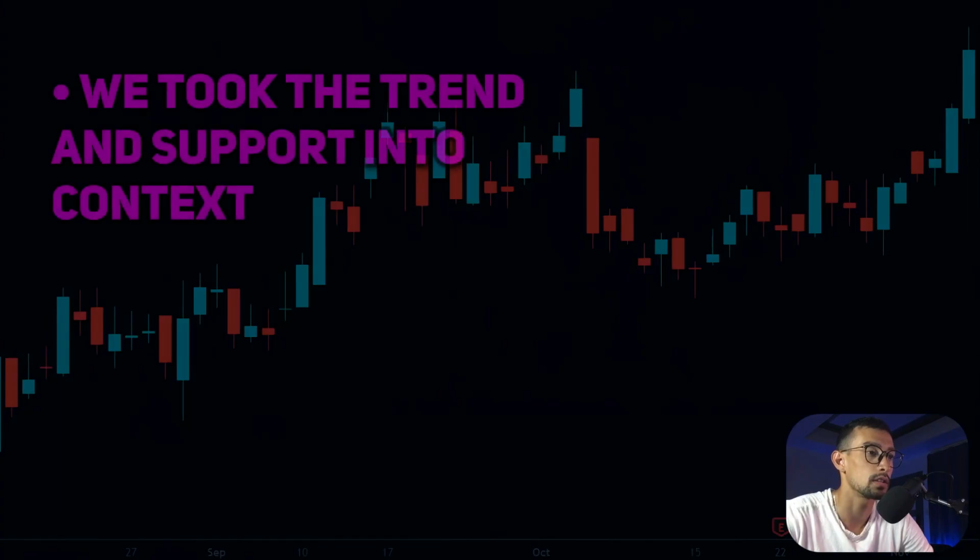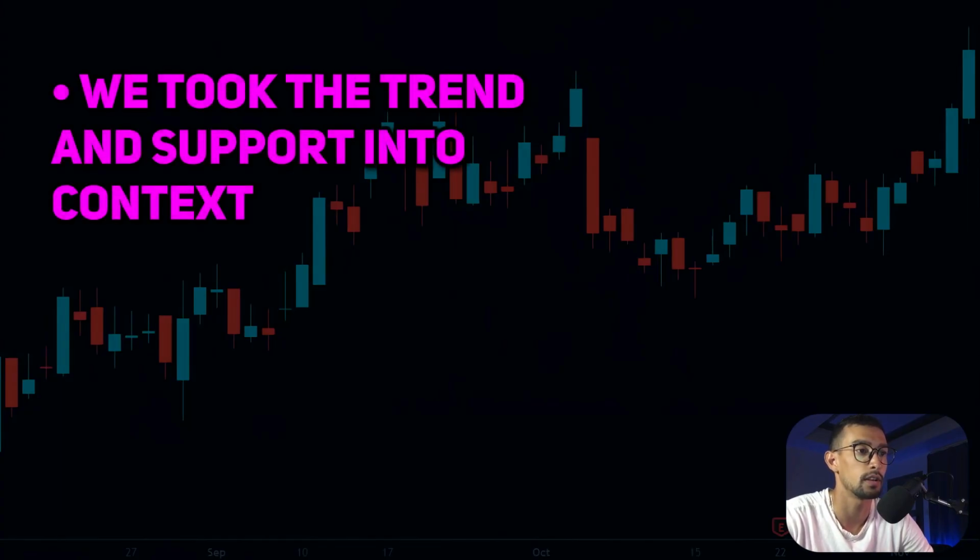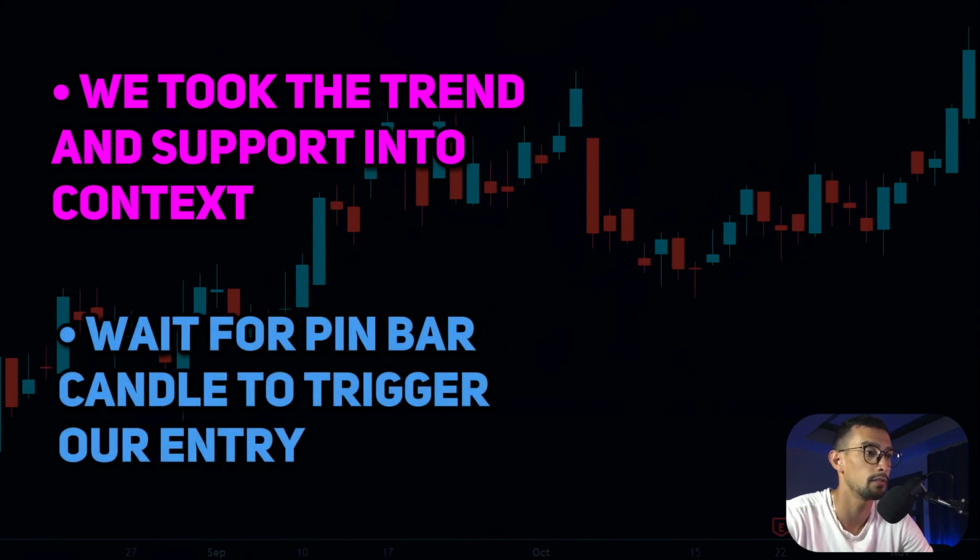The reason for our success on this trade is that we put the trend and support level into context and waited for the pin bar candle to trigger our entry.